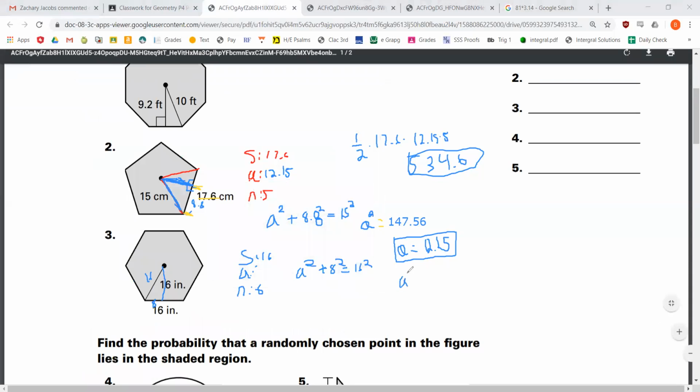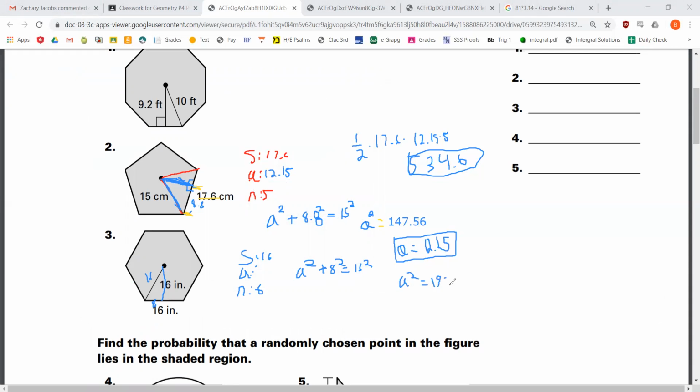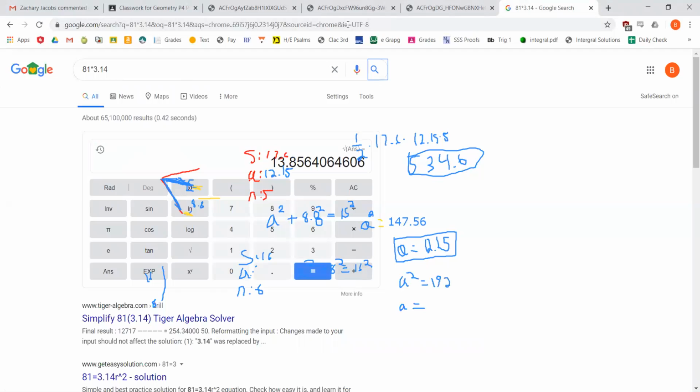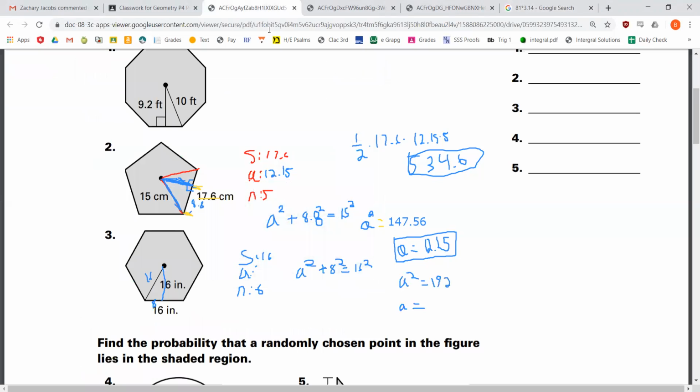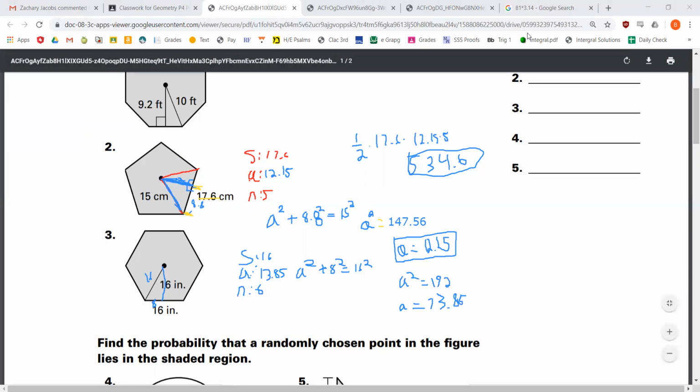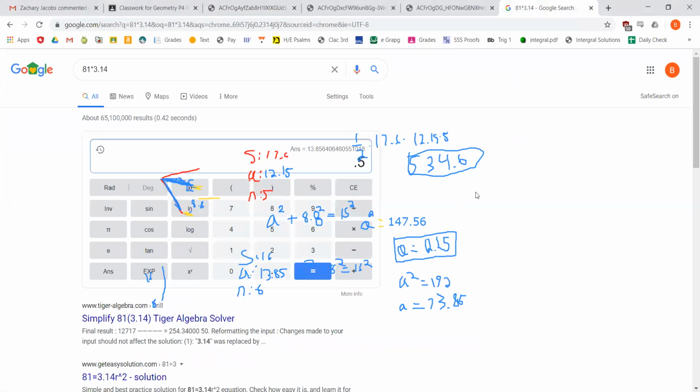So a squared ends up equaling 192. And then a should be, let me just look at it again, I literally forgot. 13.85. So 13.85 is my apothem. I don't need to cut it in half. I found the whole apothem like that. So type that all into the calculator for your equation. So that's, let's look at it. That's 1/2 times 16 times 13.85 times the number of sides, which was 6.